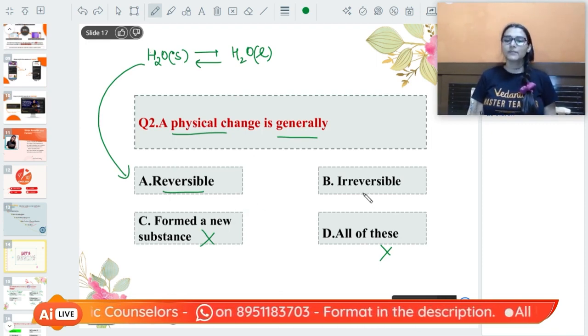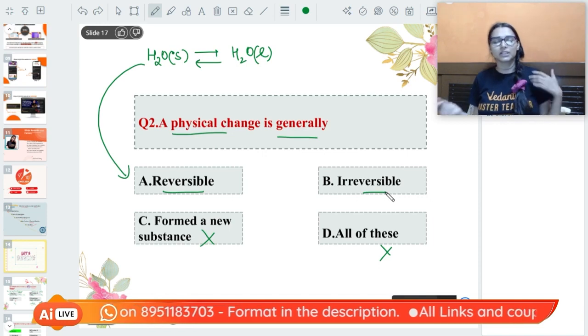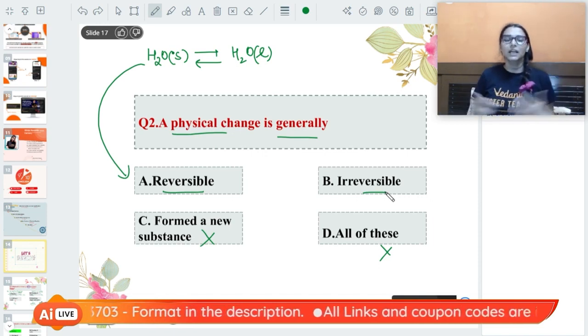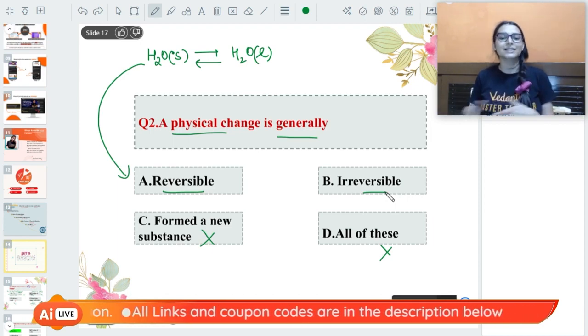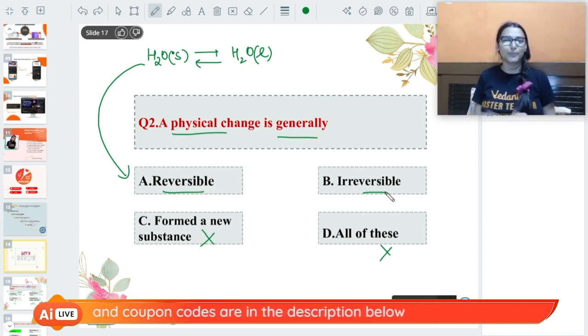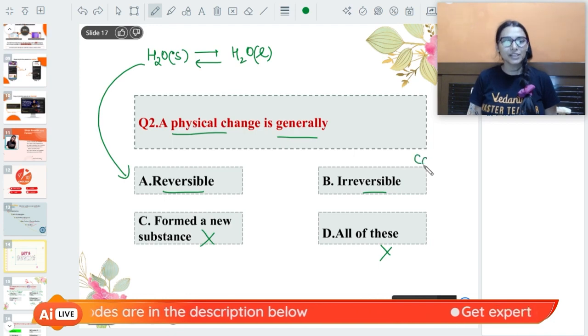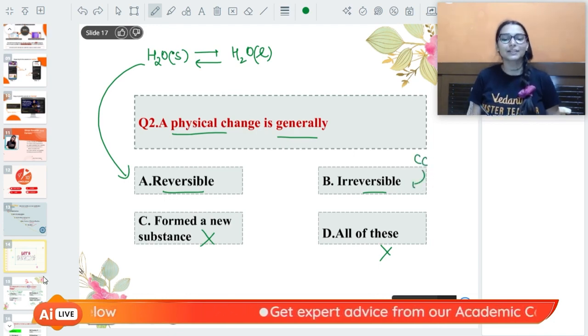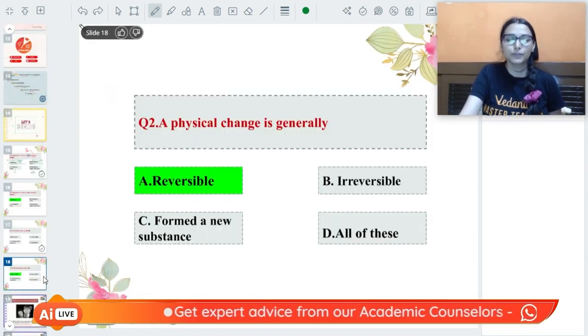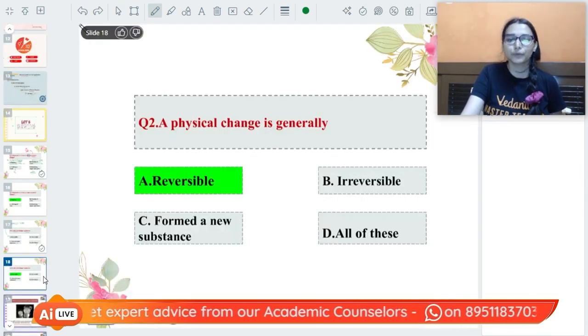Irreversible are chemical changes. You can't convert them back. For example, if I have burned a paper, from the ashes I cannot get the paper back, isn't it? So chemical changes are generally irreversible. Physical changes are generally reversible in nature. So what is the correct answer here? Reversible.